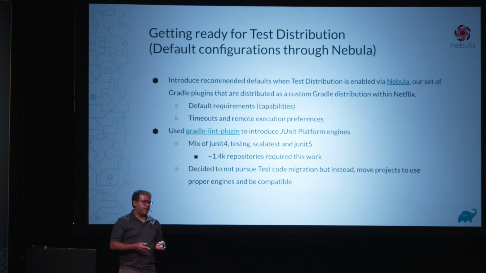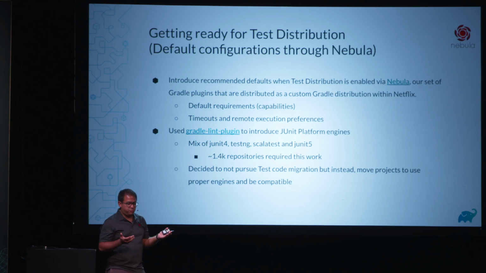So we built something called Nebula years ago, which is a set of plugins on top of Gradle, and we distribute this to every single engineer in the company automatically for them. In Nebula, we have the ability to turn on, turn off certain features of Gradle as a settings plugin. You can think of Nebula as a custom Gradle distribution, but it's basically a settings Gradle file that applies some conventions for people, and we just ship it to them as a personalized zip file. So we manage things like what capabilities you should be running with in test distribution. What are the timeouts? Do you want to use remote executors or not?